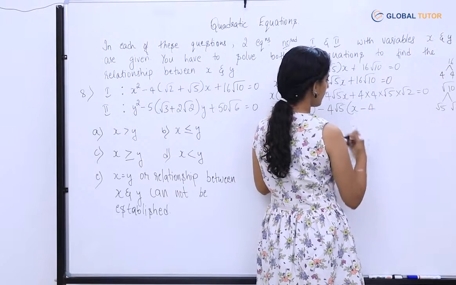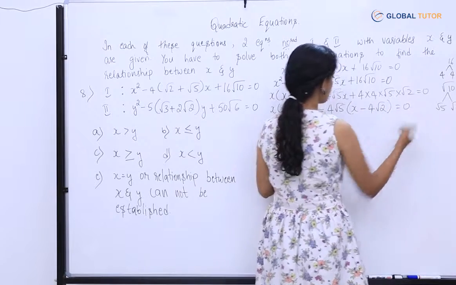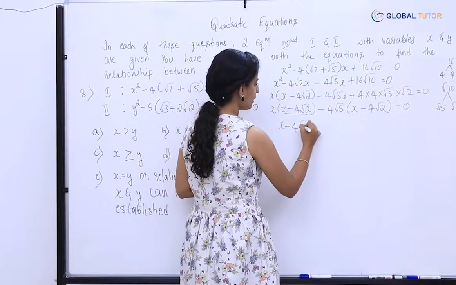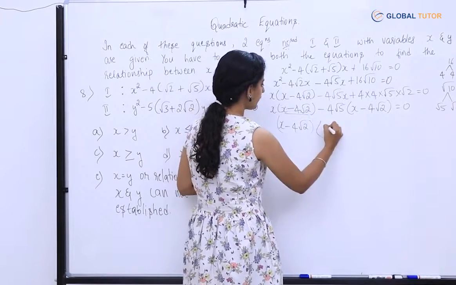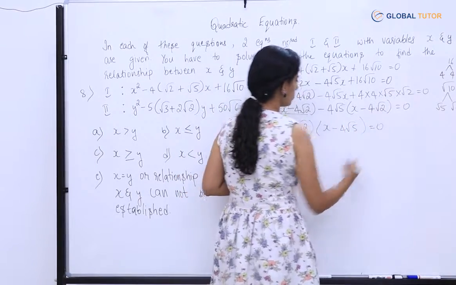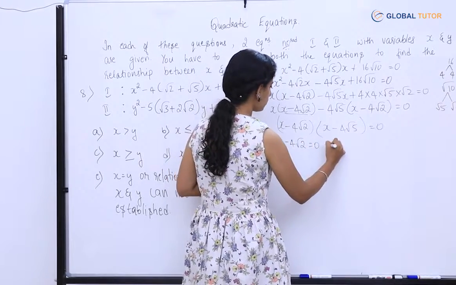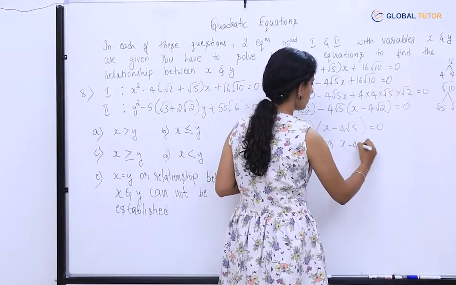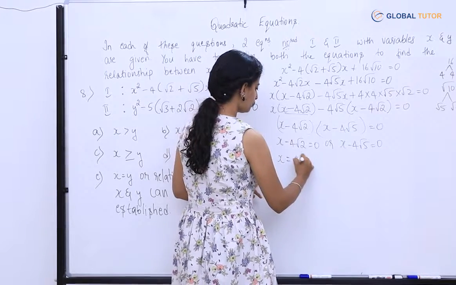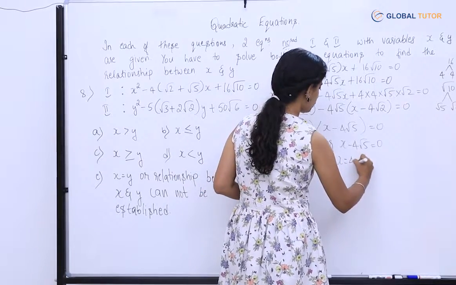1 is taken out, so I have 1. 5 is taken out, so I have root 2, which is equal to 0. Now we will take x minus 4 root 2 as common. We will be left with x minus 4 root 5, which is equal to 0, which means x minus 4 root 2 is equal to 0, or x minus 4 root 5 is equal to 0. So x is equal to 4 root 2, or x is equal to 4 root 5.